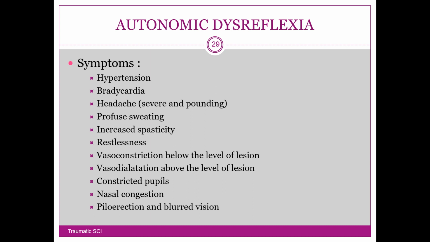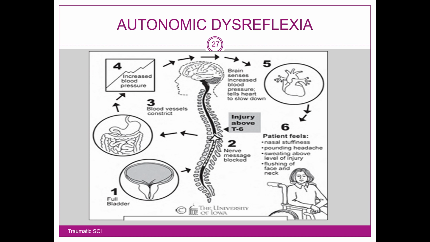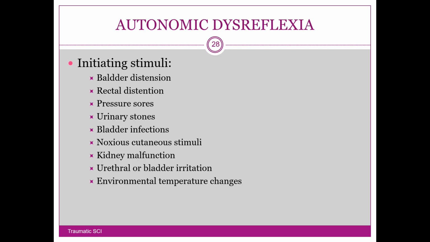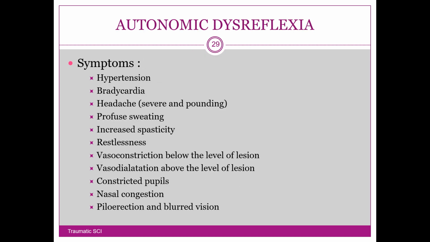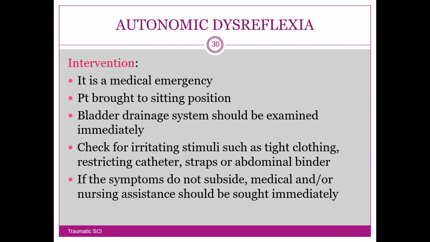What are the symptoms? We talked about hypertension, we have talked about bradycardia. There will be headache, severe and pounding, profuse sweating, increased spasticity, restlessness, vasoconstriction below the level of the lesion, and vasodilatation above the level of the lesion. Yes, this blood vessel constriction is below the level of the lesion. To compensate, the brain sends signals for vasodilatation at the levels above. Constricted pupils, nasal congestion, piloerection, and blurred vision because of the decreased heart rate above the level of the lesion.